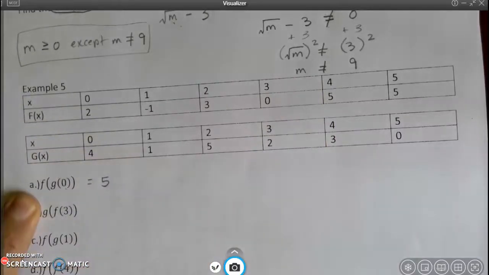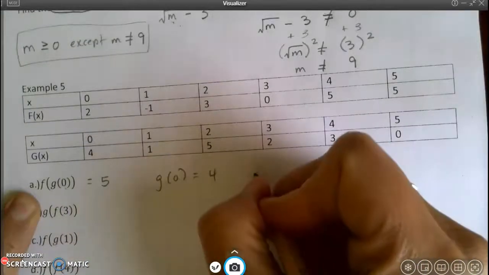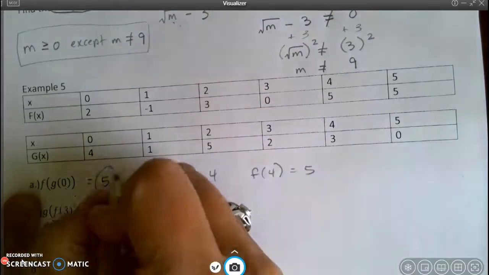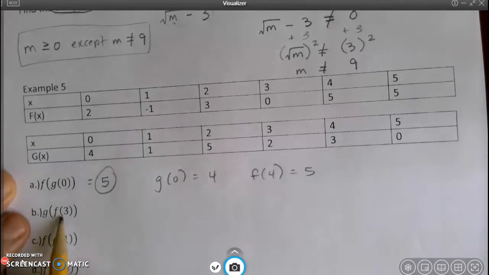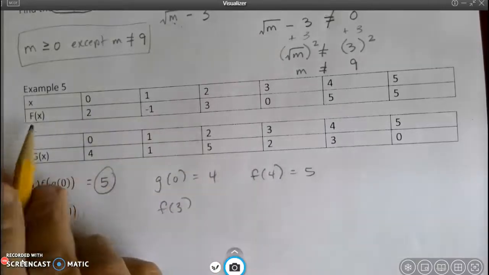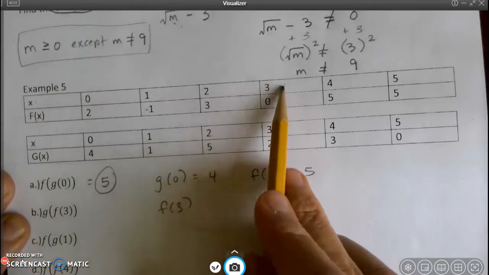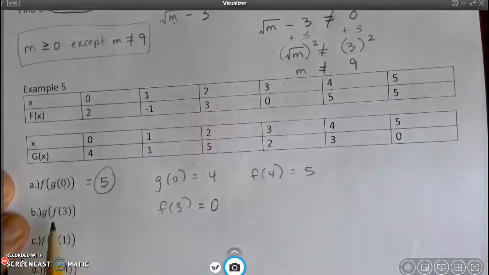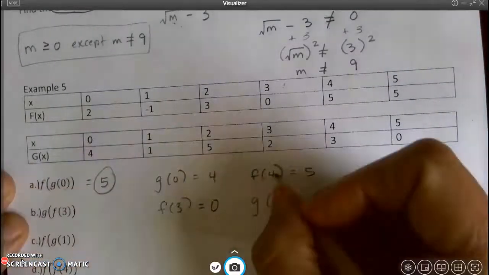All right, so let's review that. g at 0 equals 4, and then f at 4 equals 5. And that's how I got that answer. Let's go to part B, f at 3 first. So the f function at 3, when I put a 3 in for x, I get 0. And then I'm going to do g at 0, I get 4.